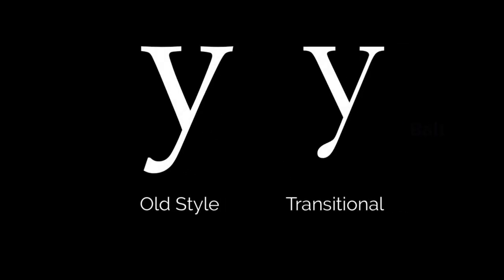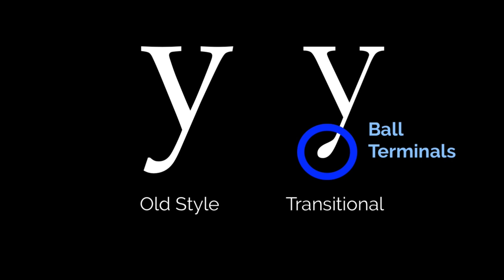Instead of harsh endings, transitional fonts tend to end with ball terminals. Ball terminals are the rounded ends of the type stems, as opposed to the rough end, as in this example. Times New Roman is a classic example of a transitional font.